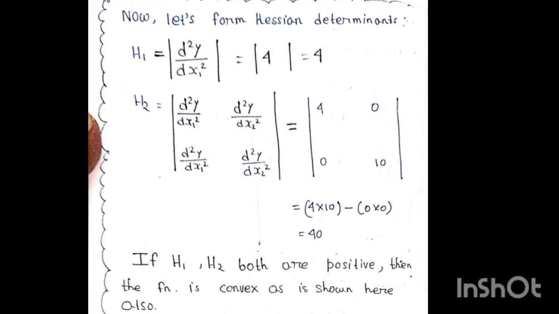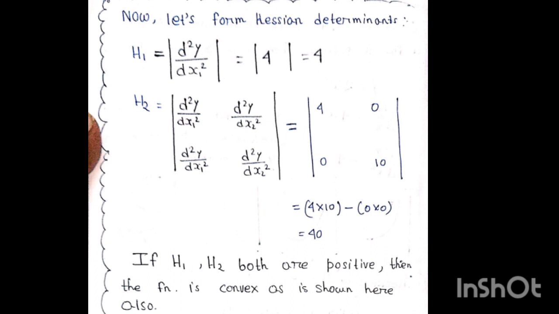Now let us form the Hessian determinants. So the first Hessian determinant, h1, will be equal to d square y by dx1 square, that means the second order derivative of y with respect to x1, that is equal to 4. You can go back to the previous portion of the video and find it.